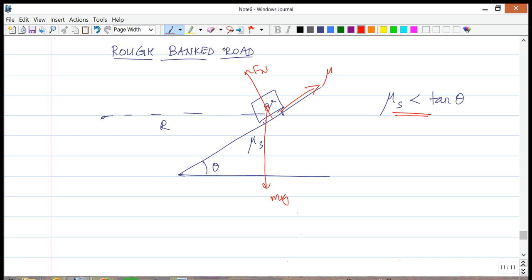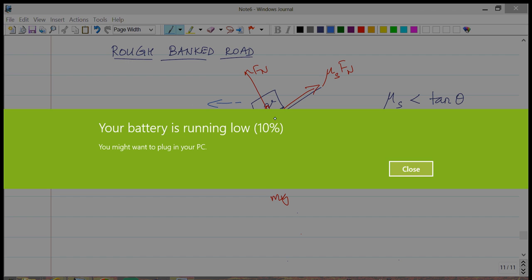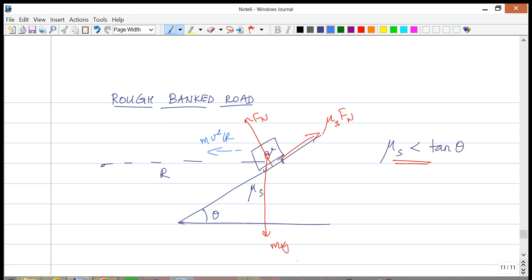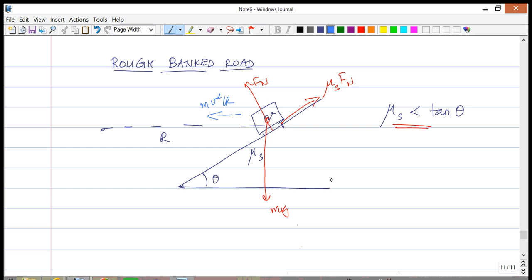So the force of friction is going to point there, and to find the minimum speed we take the maximum force of friction, which is equal to mu s times Fn. Of course, we do not know Fn yet, and the result of these forces is going to be the centripetal force, mv square over r.